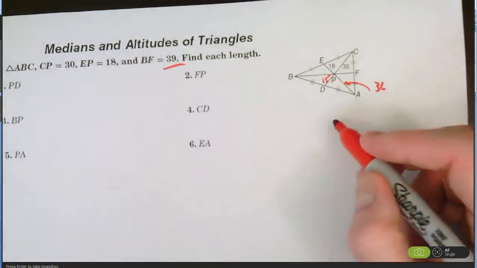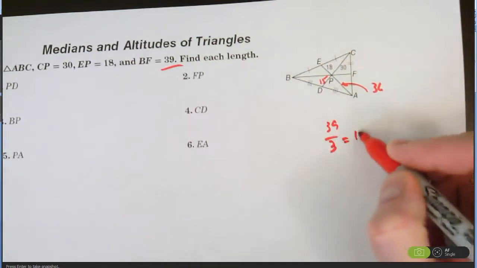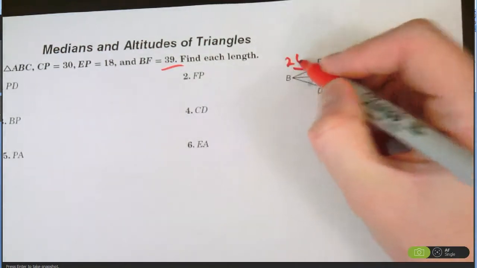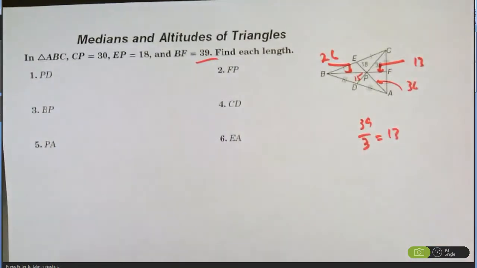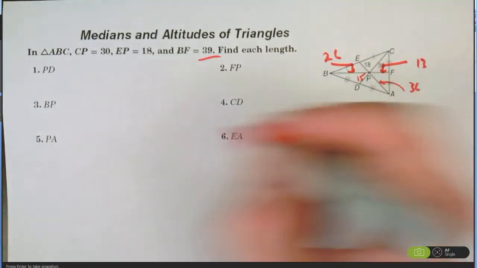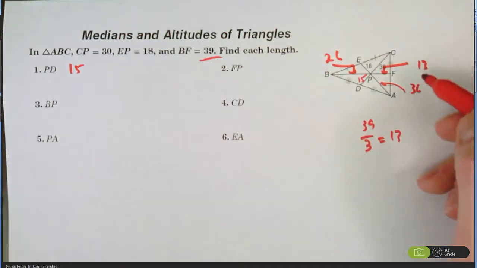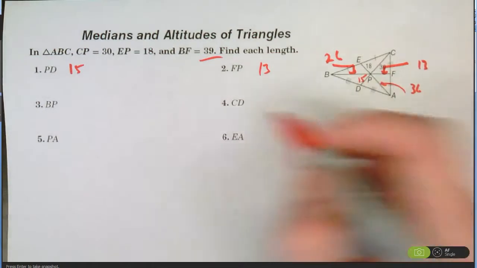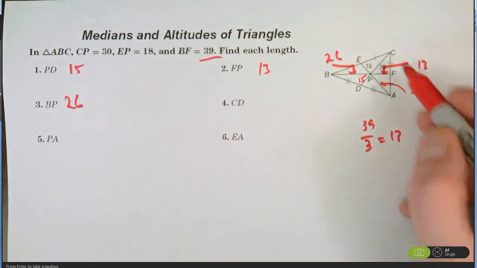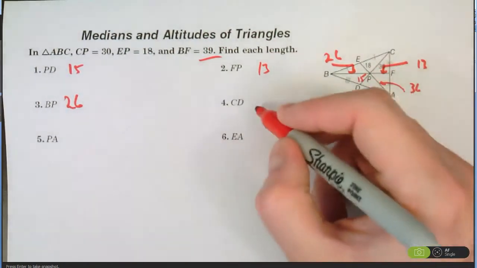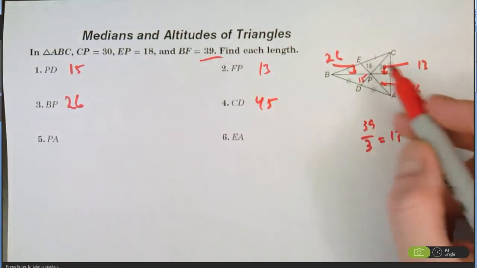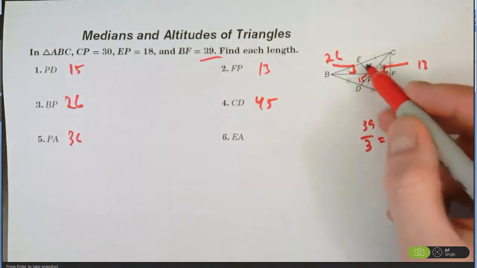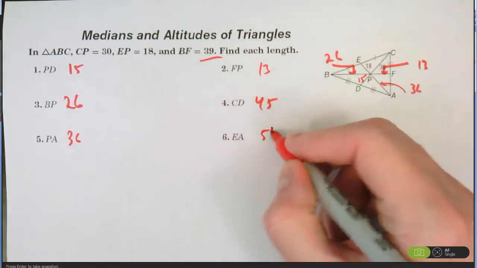And then again, I know BF is 39. Well, 39 divided by 3 is 13. So the short one is 13. The long one is double that at 26. And I can just fill all my side lengths in. What's PD? Well, PD was 15. What's FP? FP was 13. What's BP? BP was 26. CD, it's the full one, so 15 plus 30 is 45. PA is the longer one, 36. And then EA is 18 plus 36, so that's going to be 54.